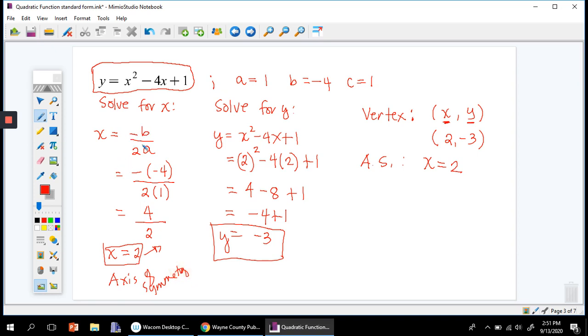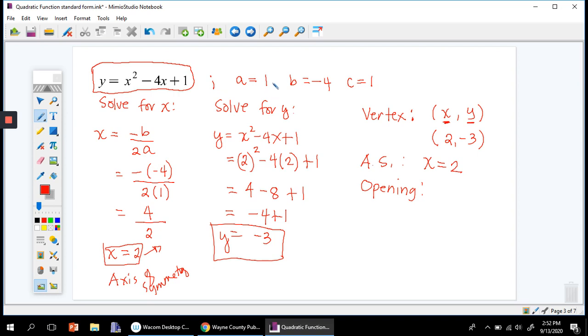So negative b over 2a is actually your axis of symmetry. Right? So if you're asked what is the axis of symmetry, just use negative b over 2a. Then next, let us identify the opening of the graph. So how do we identify the opening? The opening is based on the value of your a. If your a is positive, it will open upward, and if it's negative, it is downward.